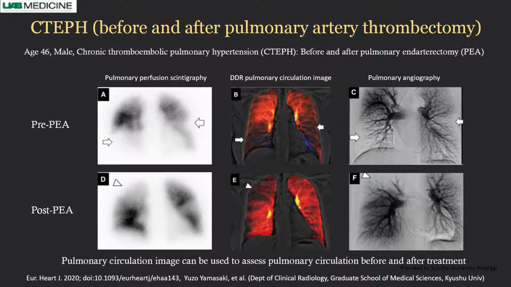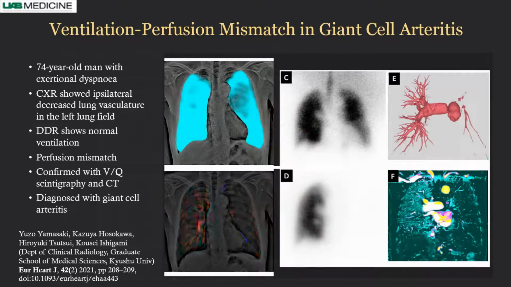But the perfusion on the upper lobe is actually decreased. This is basically a compensatory decreased flow because now blood is going predominantly to the lower lobes. And it corresponds with the DDR images as well as with the catheter angiography. So I think this may have a role in the future. Remember, this is just from a chest radiograph. You can get all this information. This is a very fascinating case.